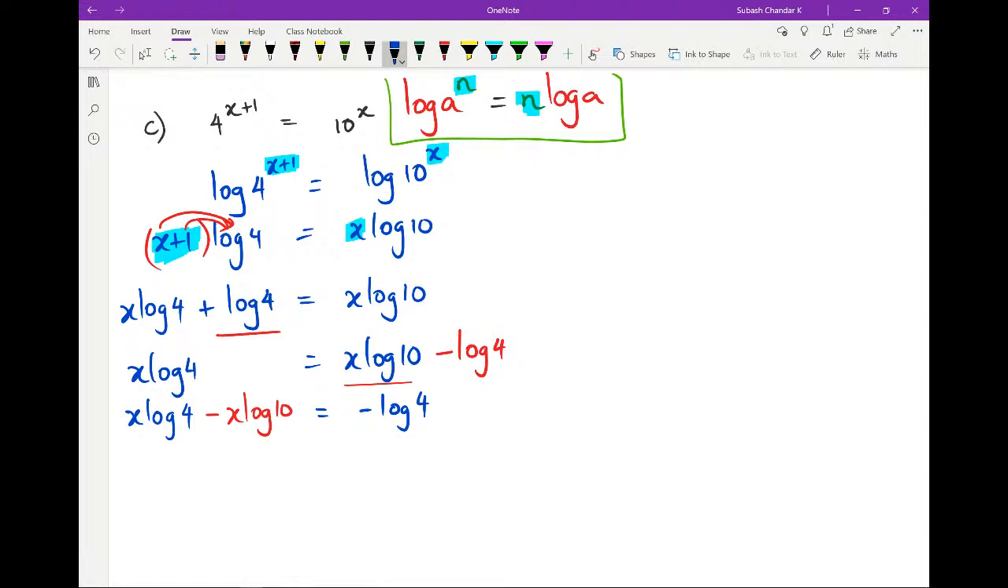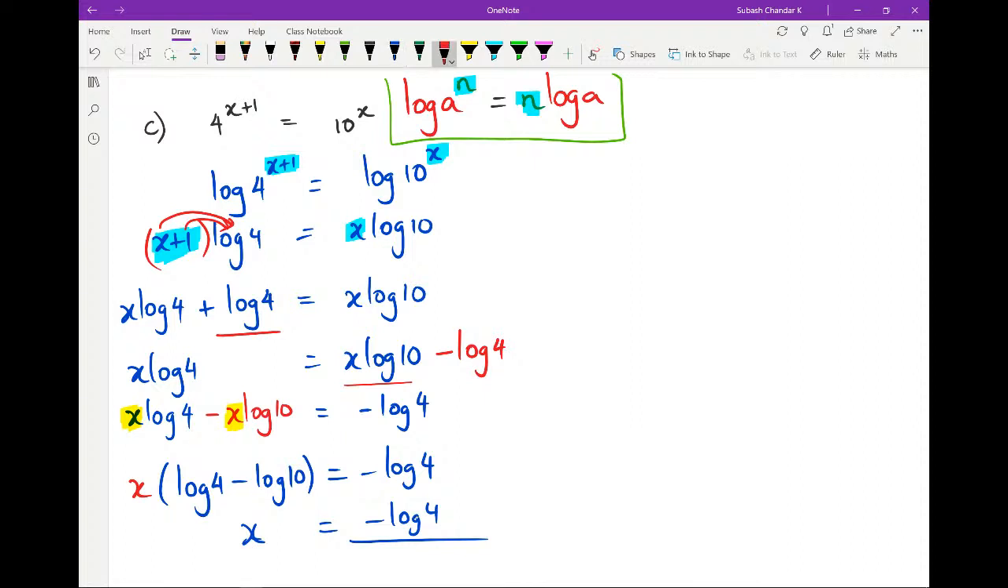Okay? So guys, now what we've got is x's on both sides, and we've also got them as a common factor. So I'm going to take x out as a common factor. By taking x out as a common factor, I've got log 4 minus log 10, and this is equal to minus log 4. So I can now write x is equal to minus log 4, and the whole thing is divided by log 4 minus log 10. And that's basically it to get an Excellence for that question.